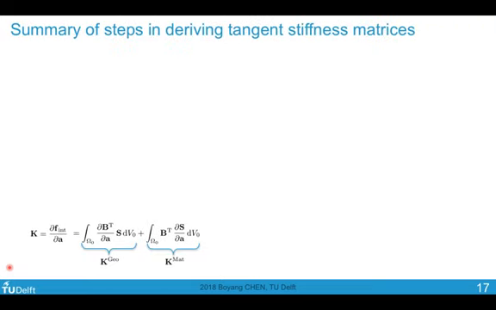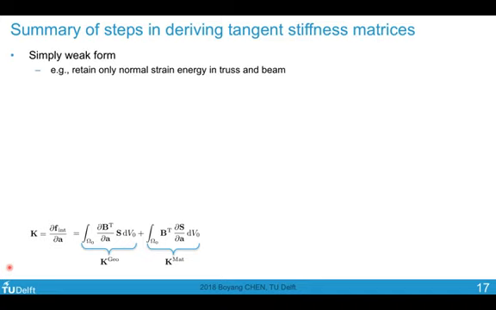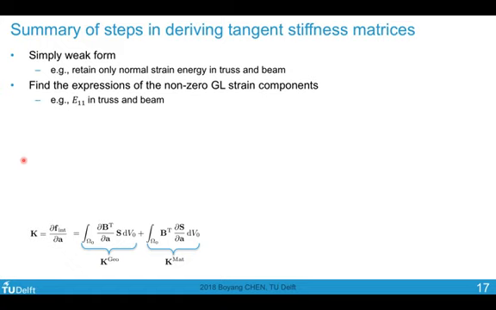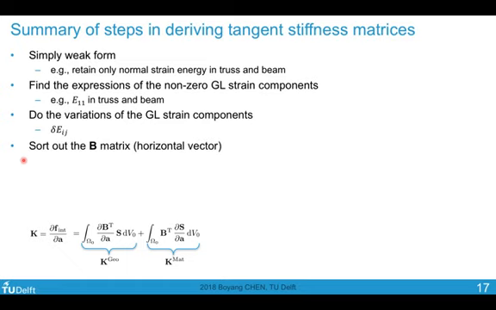To summarize the steps in deriving the tangent stiffness matrix for a geometric nonlinear finite element, we start with simplifying the weak form and return only the non-zero strain terms. Then we find the expressions of the Green-Lagrange strain components, for instance E11 in truss and beam. Then we do the variations and sort out the B matrix. That's the most important thing. So we calculate the variation, and when we sort out the variation of the nodal degree of freedom vector, we are left with a B matrix.